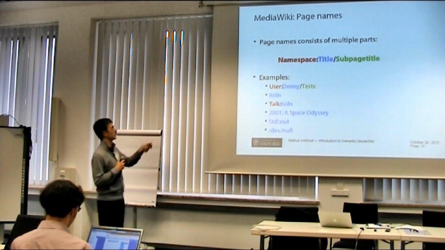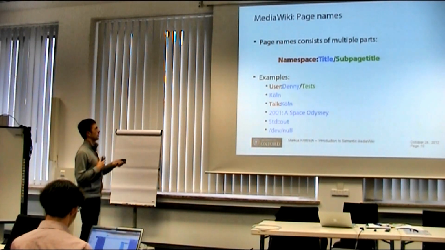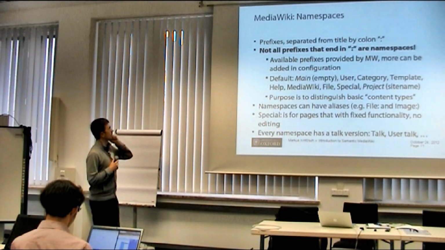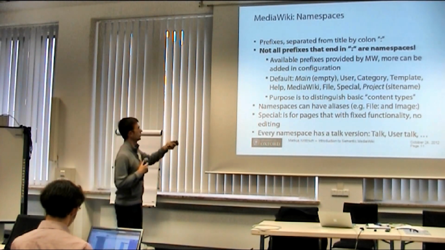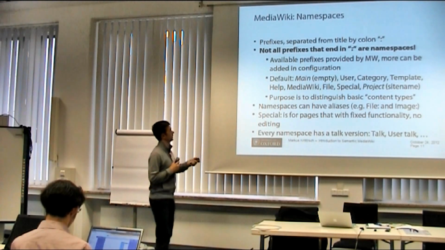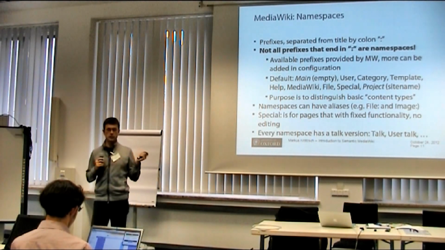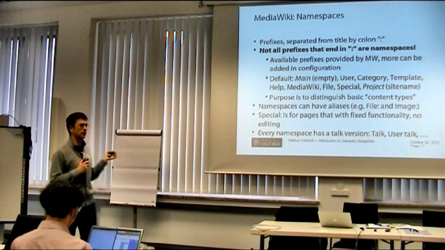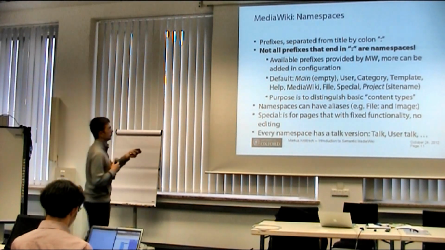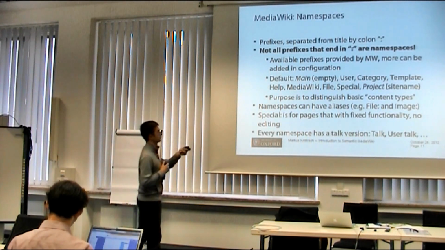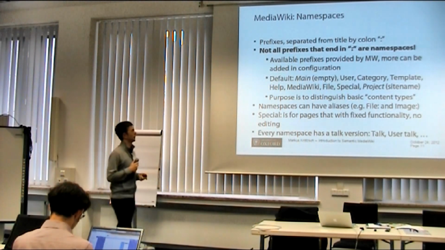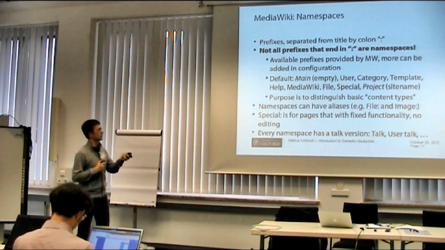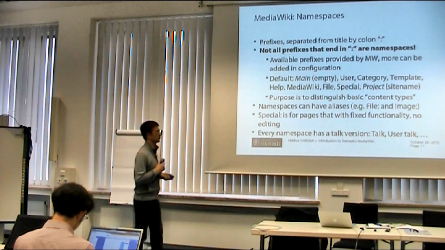What is actually a namespace, for example? The main thing to know here is not everything you put in front of a title with a colon is a namespace. And basically, the namespaces are configured. You can add new namespaces in your local configuration. By default, you have a certain number of namespaces: user, category, template, help, MediaWiki, file, special, and the so-called project namespace, which is usually the name of your site.